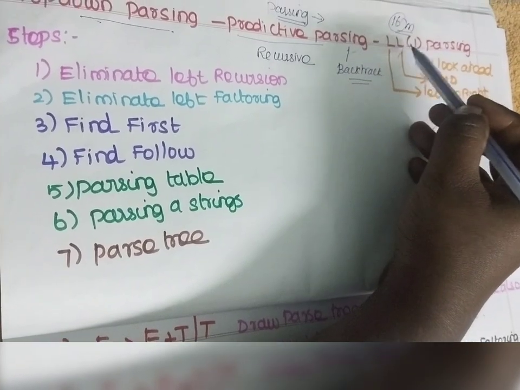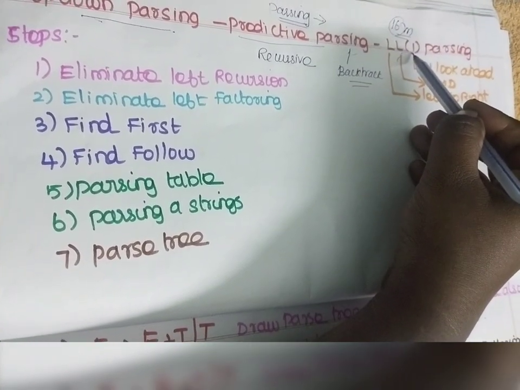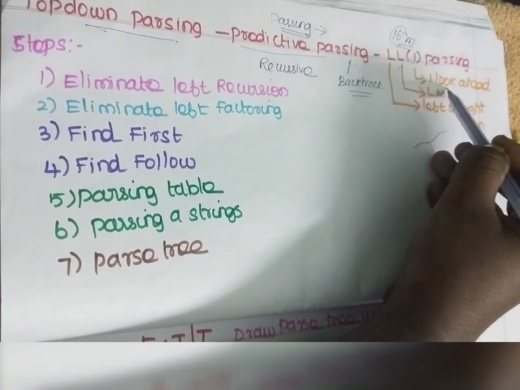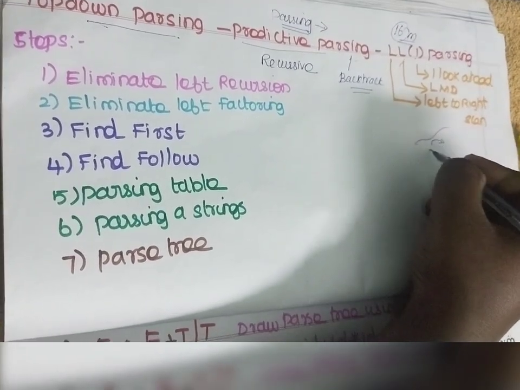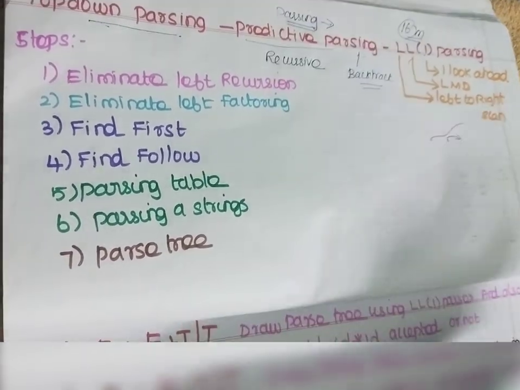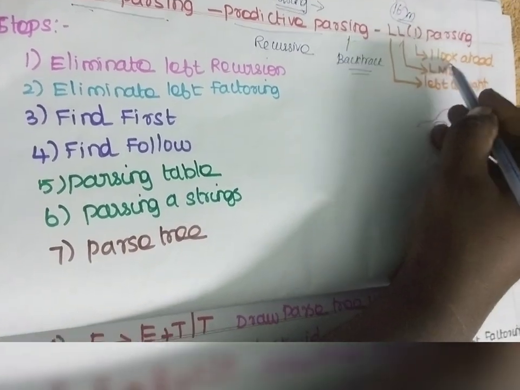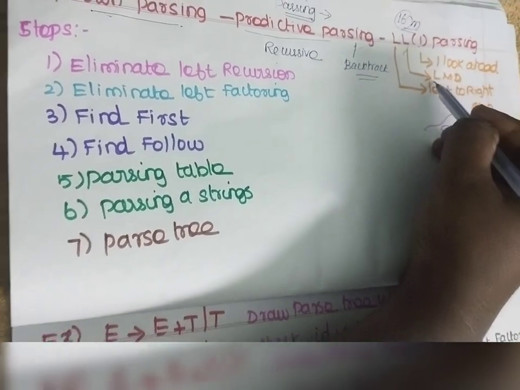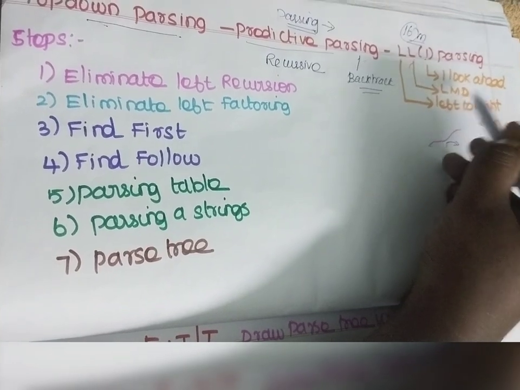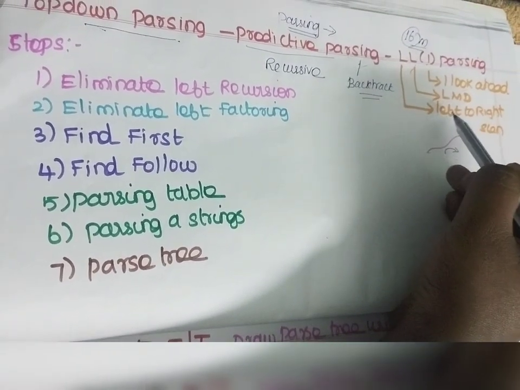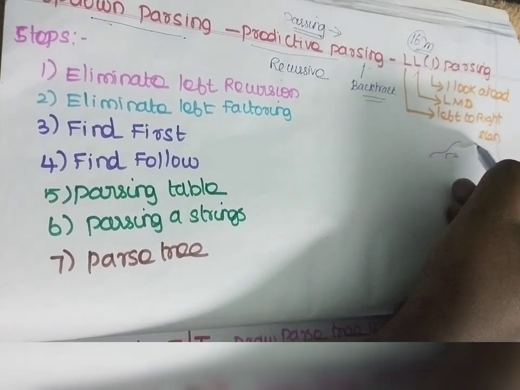So what does LL(1) mean? The 1 represents one lookahead. One lookahead means you move ahead with only one symbol. The first L represents LMD, the leftmost derivation, and the other L represents that we need to scan from left to right.